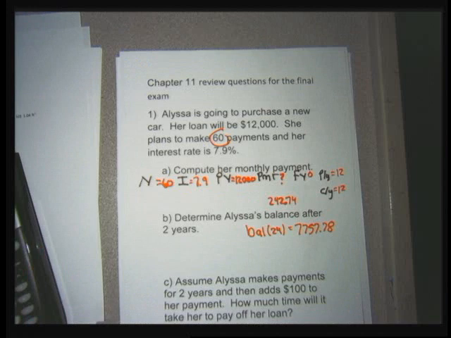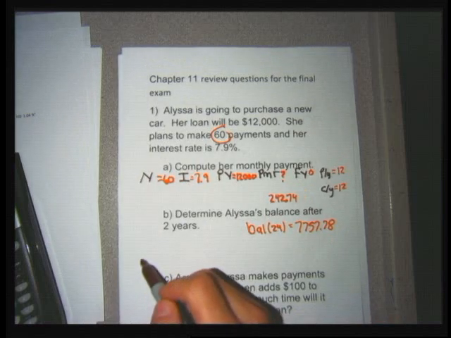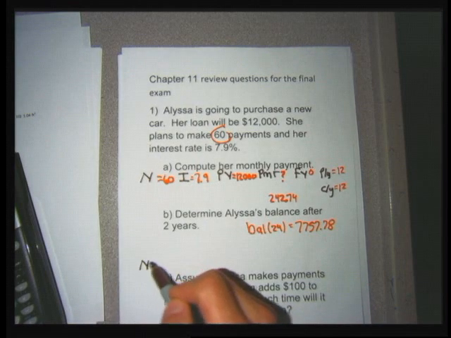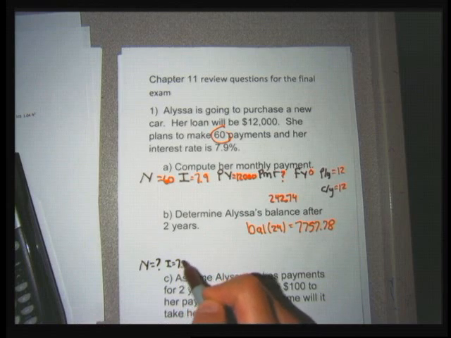Part C says she makes her payments for 2 years, and then she starts paying more. How much more time will it take to pay off? For part C, the N is what I'm going to solve for. Her loan is still the same loan, so she's still paying 7.9%.